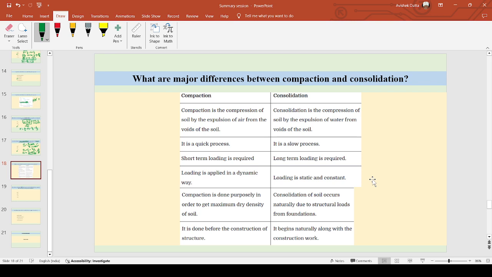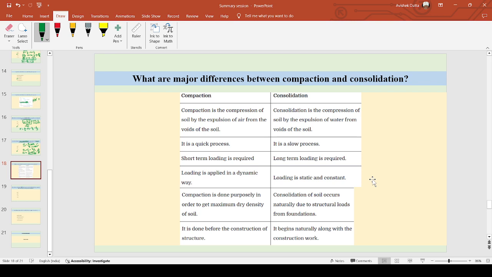The last 2 points validate the first 4 points, that is, it is a slow process. Here long-term loading is required in consolidation, and the loading has to be static and constant. But in the case of compaction, it is otherwise, because it is done purposely before the construction. So it is a dynamic process, the loading is dynamic, and it is a very fast process.